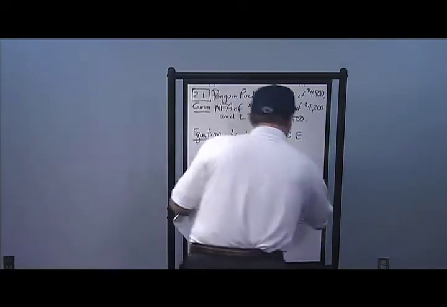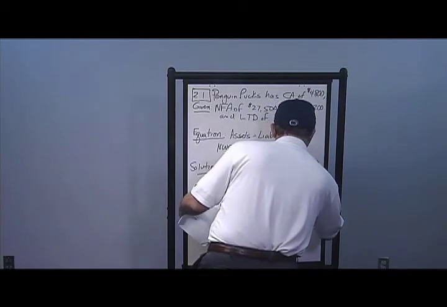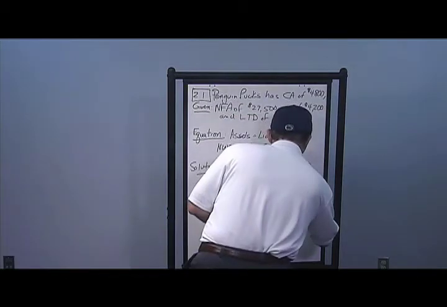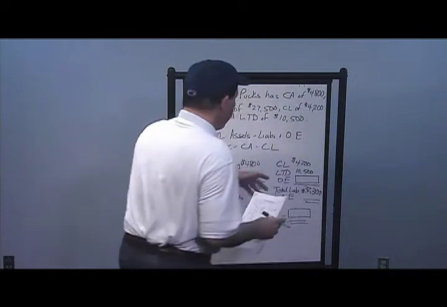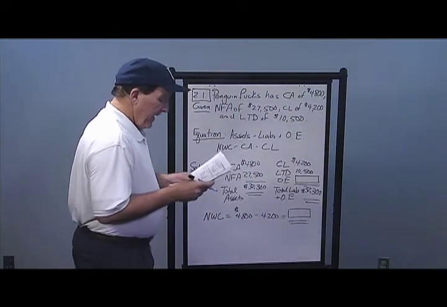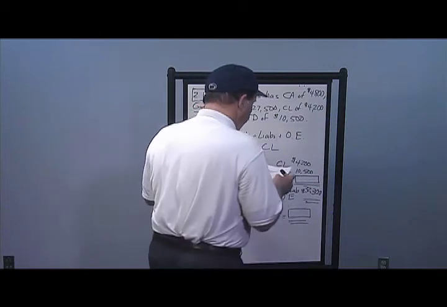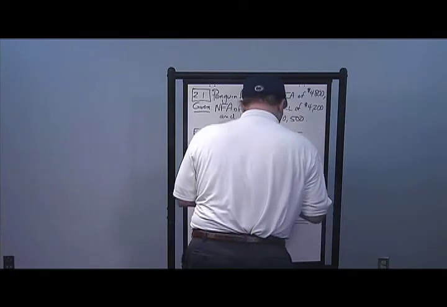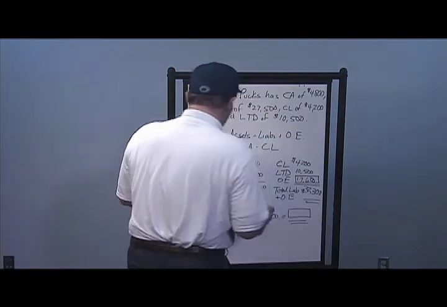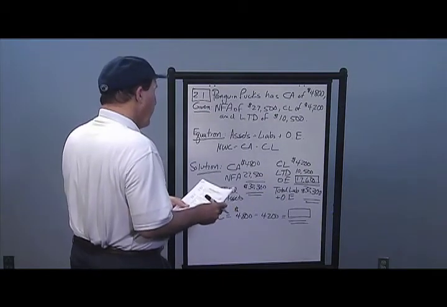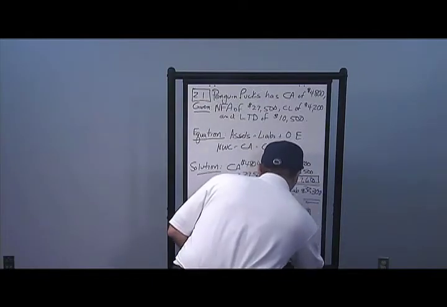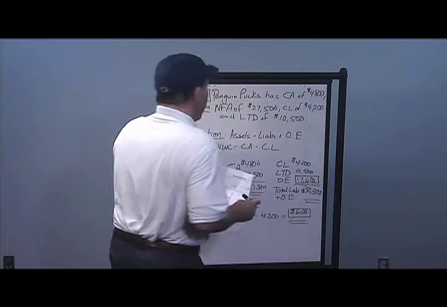We plug in our current liabilities of $4,200. We plug in our long-term debt of $10,500. And then simply find the difference to get our owner's equity, which we're looking for. And in this case, our owner's equity is $17,600. They also want us to find our net working capital, which is $4,800 of current assets minus $4,200 of current liabilities. And we get an answer on this one of $600. And that is how we work problem number 1.